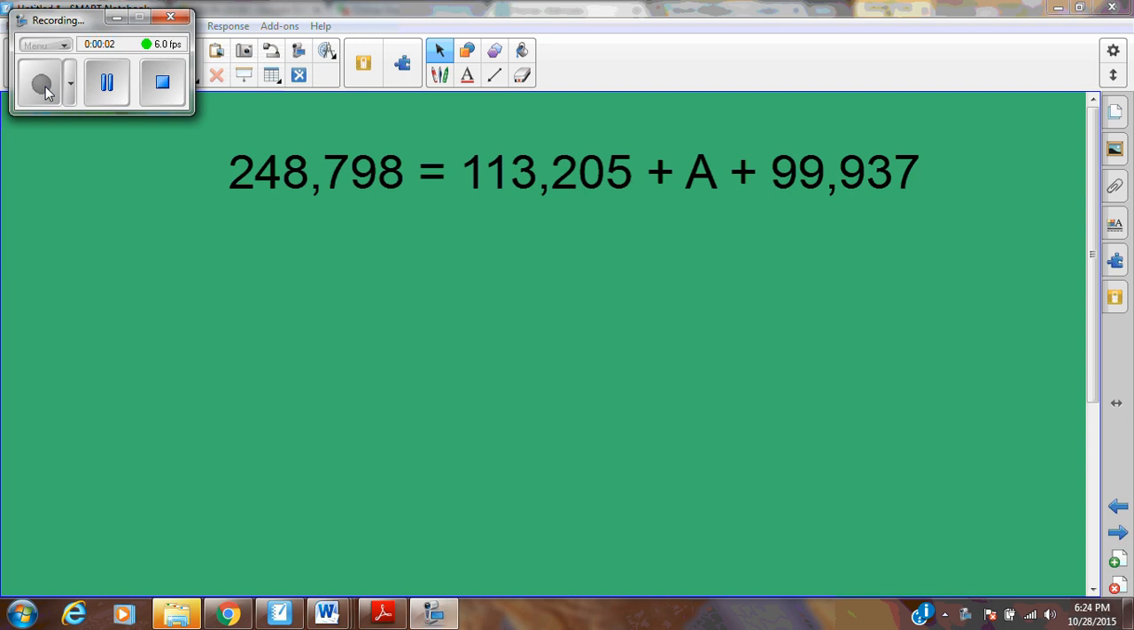Homework for tonight. So we have 248,798 equals 113,205 plus A plus 99,937. The directions say, using the equation below, draw a tape diagram and create your own word problem. Solve for the value of the variable. Again, we learned that the variable was the unknown amount, the letter that represents the unknown amount.